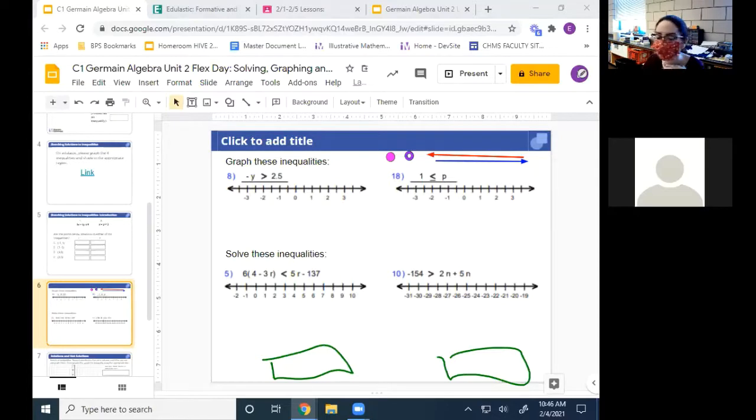Okay, let's take a look. We have 30 more seconds. You're doing great. Graphing the 2 at the top and solving the 2 at the bottom. They are a little bit challenging, so beware.